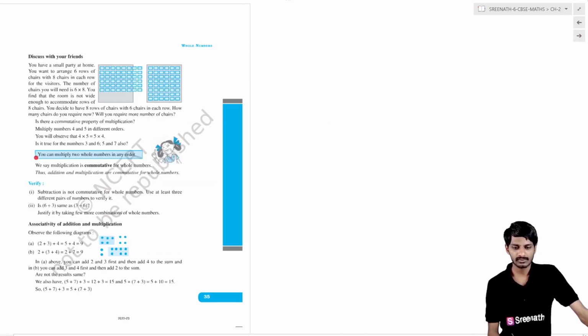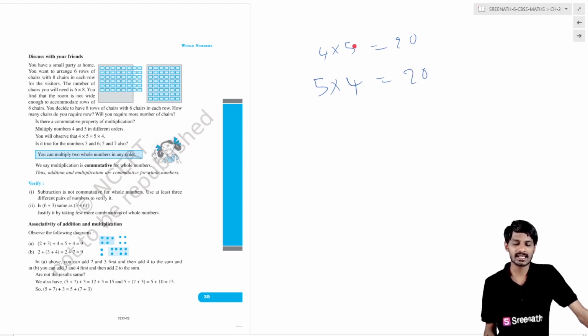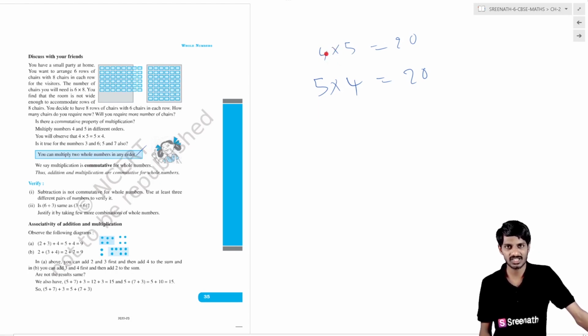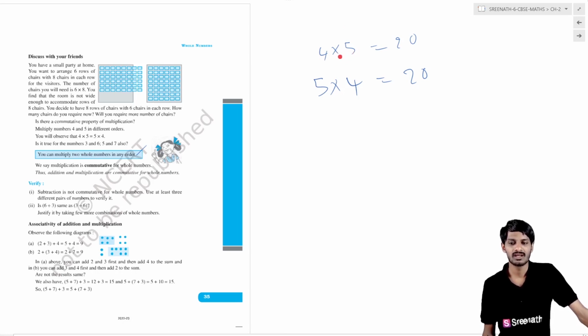Now coming to multiplication. We multiplied 4 into 5 and got 20, and now we are multiplying 5 into 4. In this case also you get 20. In this multiplication also, you have changed the order, but the answer is the same. So you can multiply two whole numbers in any order. By changing the order, you easily get the same answer. So this is called commutative. Multiplication is commutative for whole numbers. Finally, we can conclude that addition and multiplication are commutative for whole numbers.